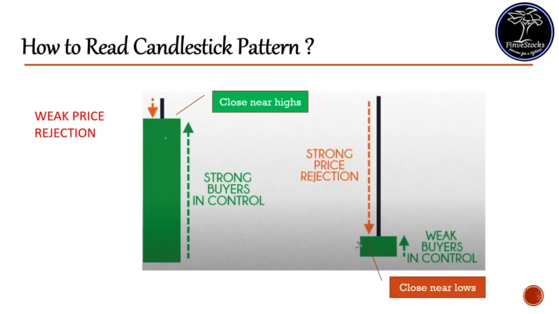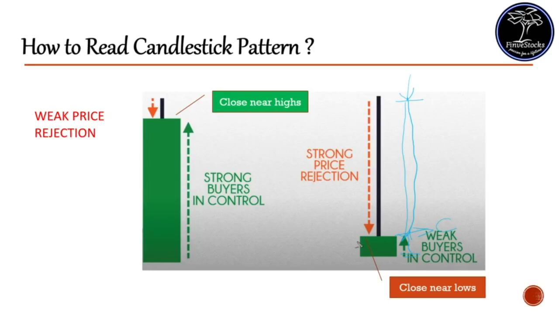Let's see the second example wherein the stock price opens here. From there, buyers are in control and push the price to a high price. From there, the sellers come into action and start pushing the price from high to the closing price. As the closing is near to the opening price, the body is very small compared to the length of the wick. The lengthier wick shows strong price rejection. The total control is taken by the sellers.